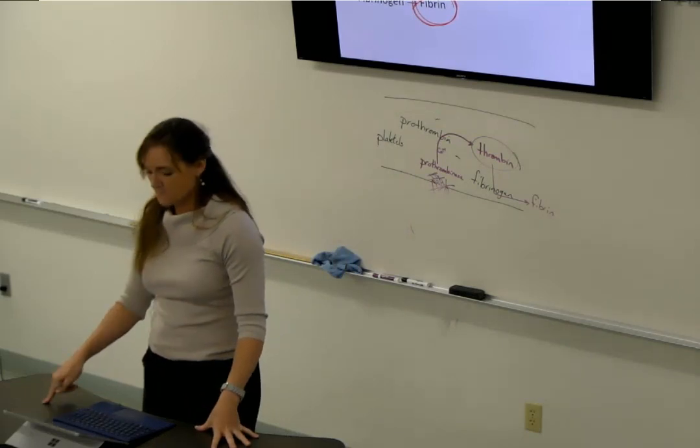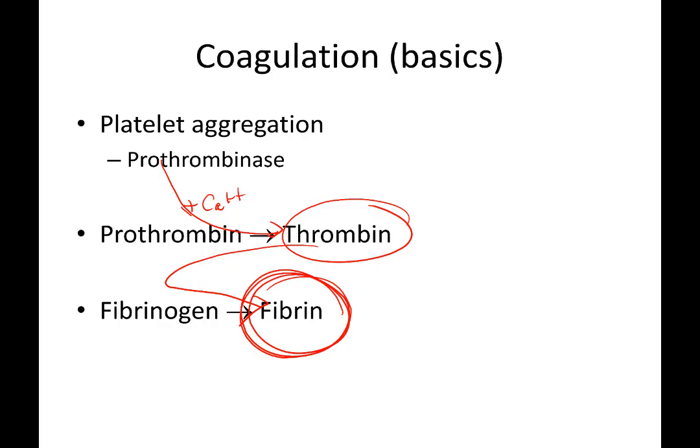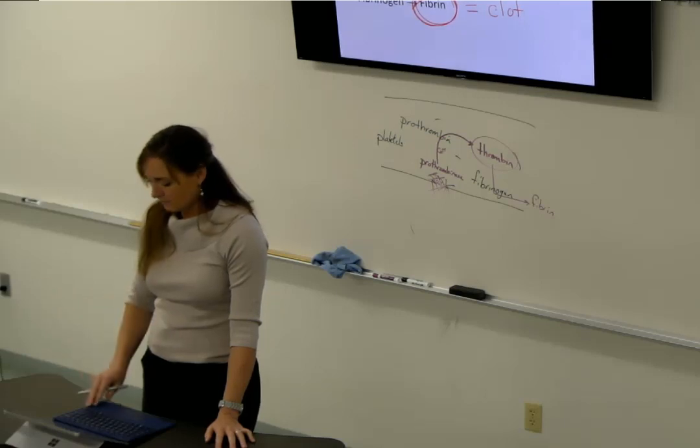Which step is the plug? Yeah, so the platelet aggregation is just the temporary plug. And this one equals the actual clot. The fibrin is the clot itself. And so the clot is hard to break up.